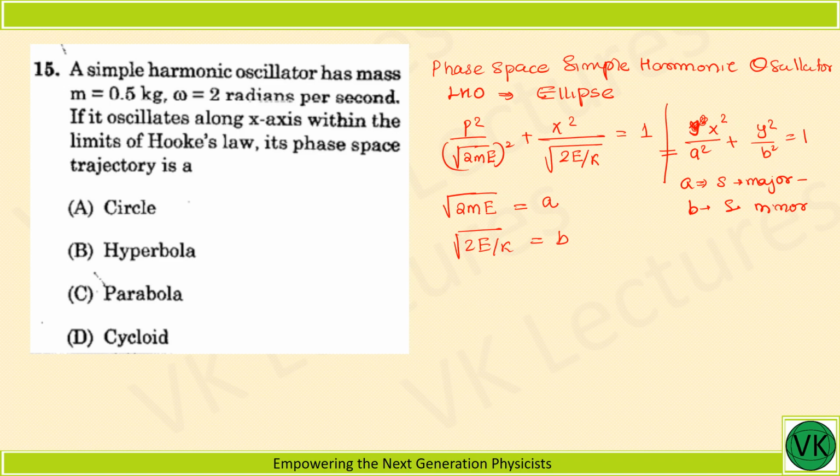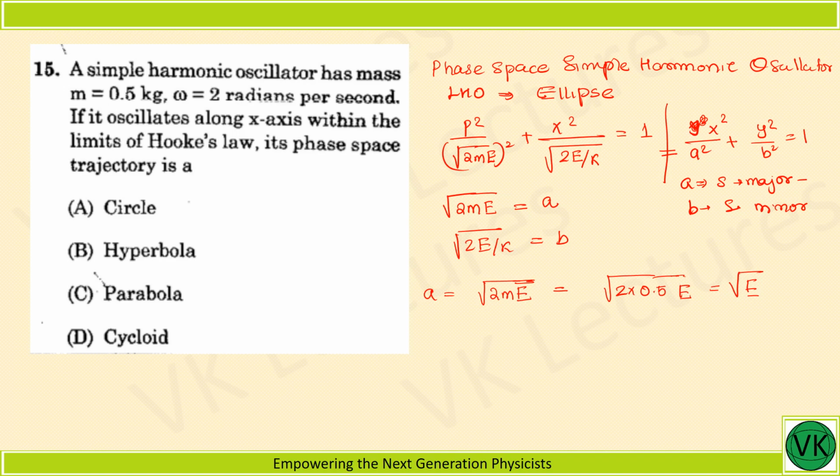Now let us continue with this semi major axis. A is equal to root of 2me. So m value is given as 0.5 kg, so that is equal to root of 2 into 0.5 into e, that's equal to root of e. 2 into 0.5 is 1.